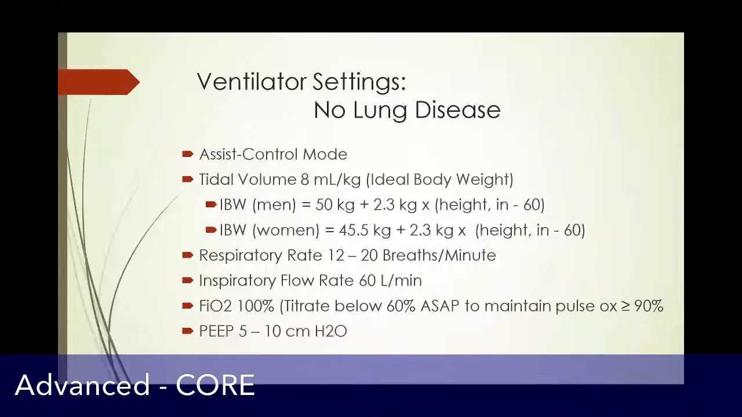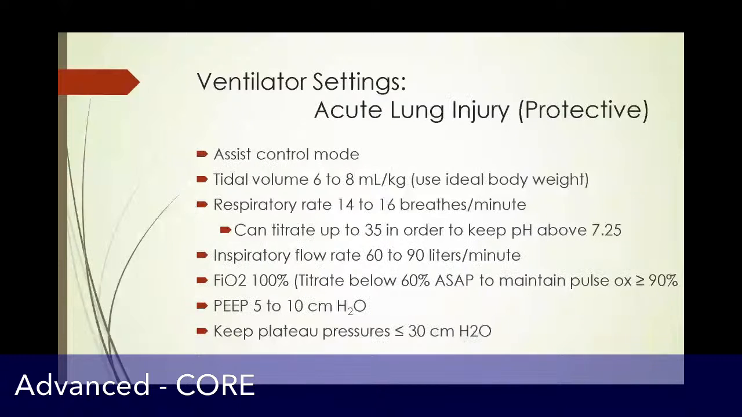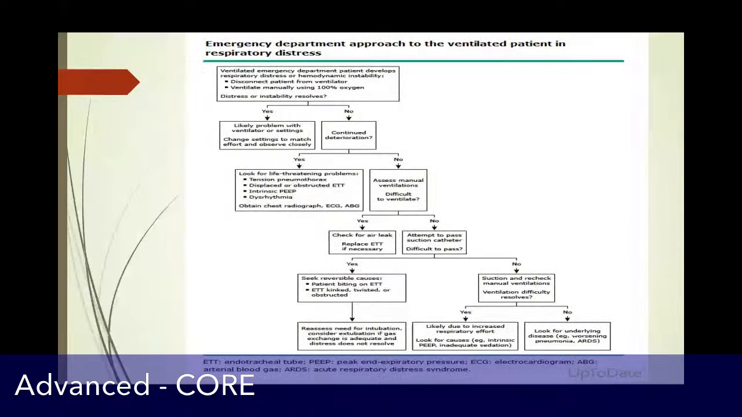So that's the person with no lung disease, the person you've, say, intubated just to protect their airway, who's obtunded. Then you have the patient who has an acute lung injury, and you're trying to protect their lungs from further injury. Again, assist control mode's a good starting place. You're going to want a lower tidal volume. Again, 8 milliliters per kilogram is not too much, but nothing over that. You want to aim low, so 6 to 8 milliliters per kilogram, again, of ideal body weight.